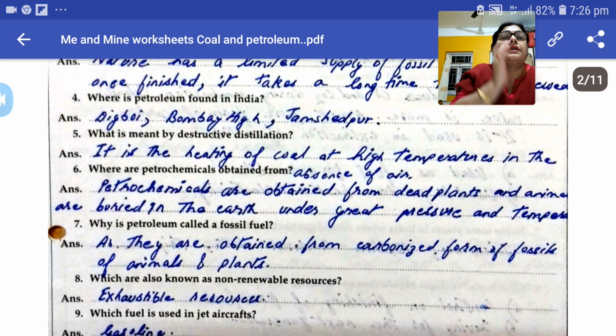Okay, so here you will see the question number 3, where are the petrochemicals obtained from? So petrochemicals are obtained from petroleum, and petroleum is obtained from where? Petroleum is obtained from the dead decaying matter which were buried under the seas or the ocean floors millions of years ago. Okay, so where are petrochemicals obtained? The petrochemicals will be obtained from the refineries.